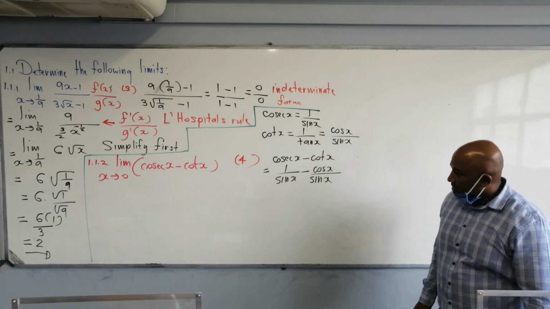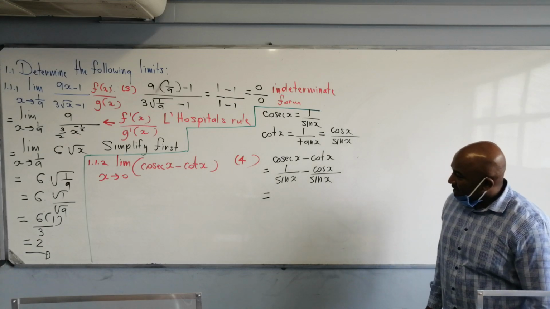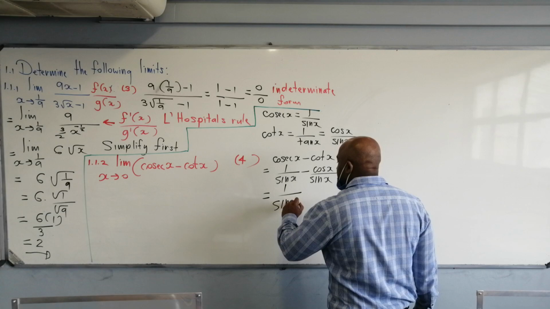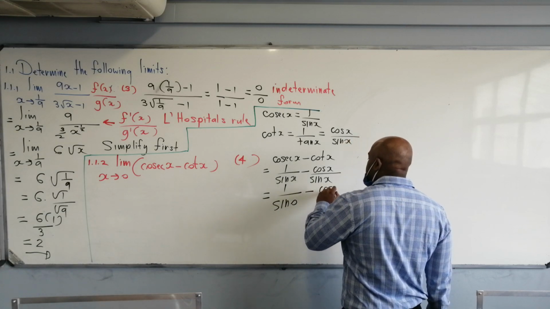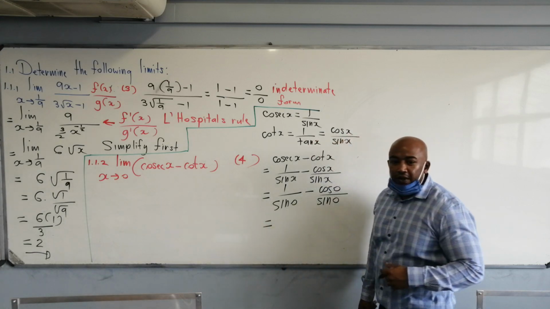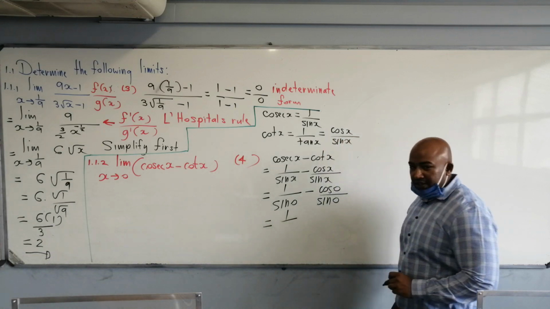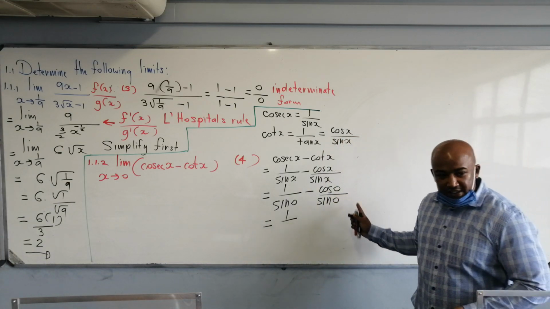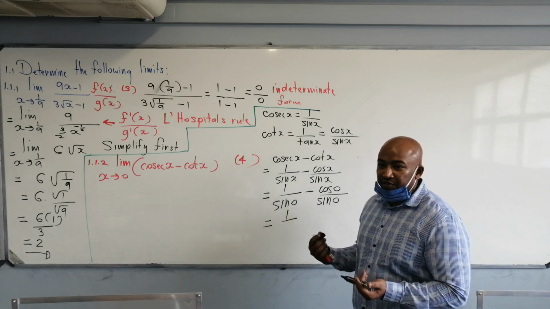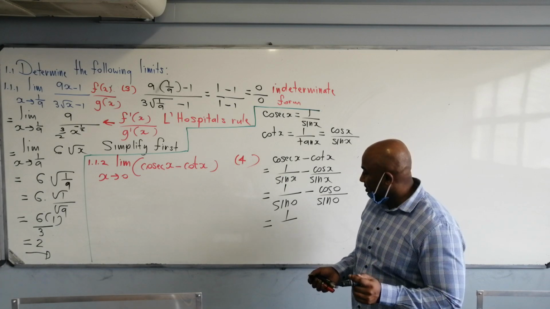Right, that's what we have. So now, if I substitute 1 over sine 0 minus cos 0 over sine 0, what do we get? This you do not do on your calculator in one step. You work out each one individually, because the calculator is going to give you an error. You need to know what type of error it is. The calculator doesn't know, you need to know that.